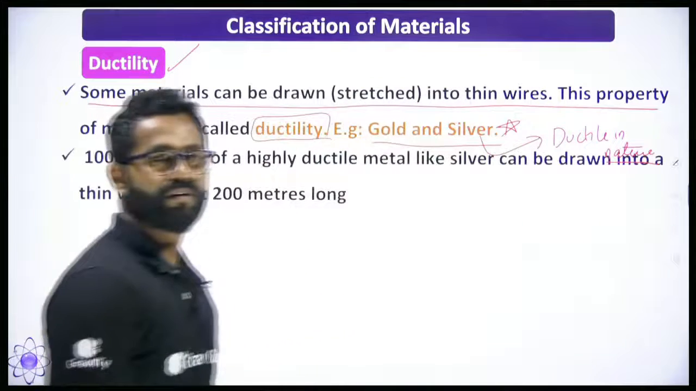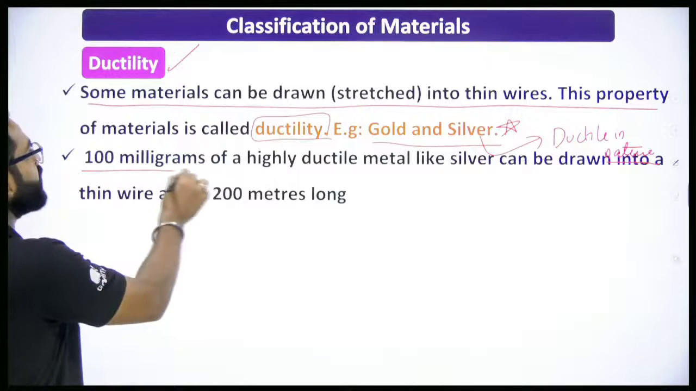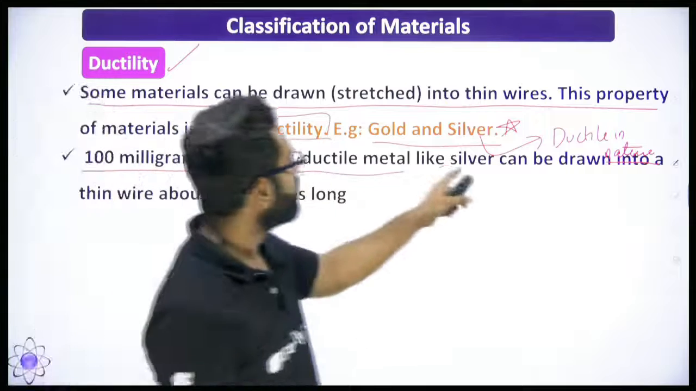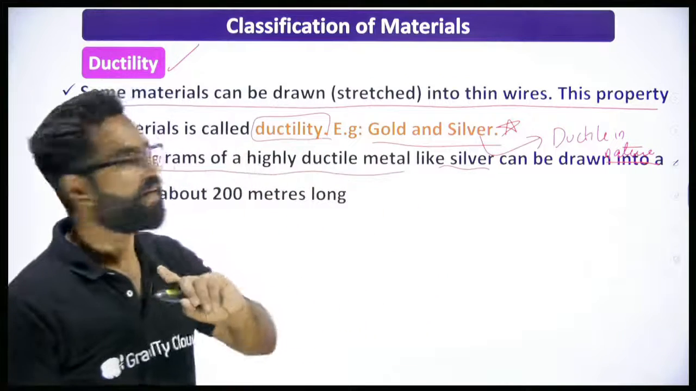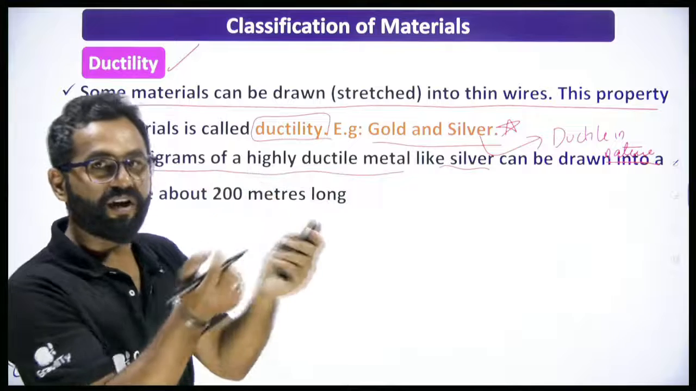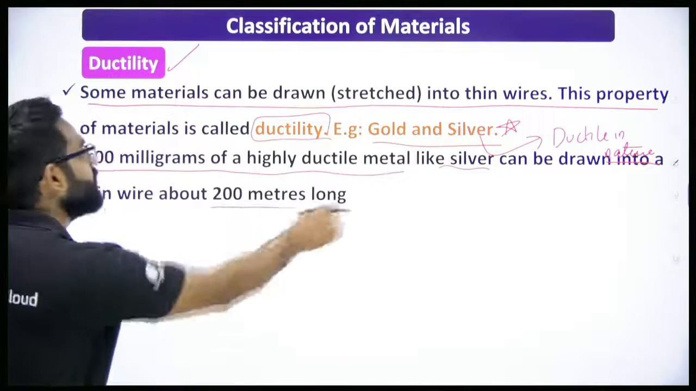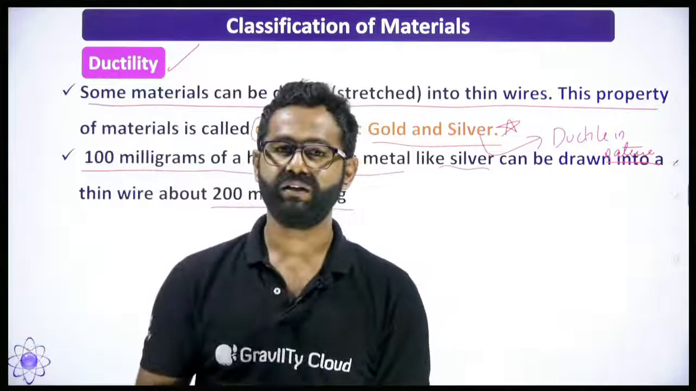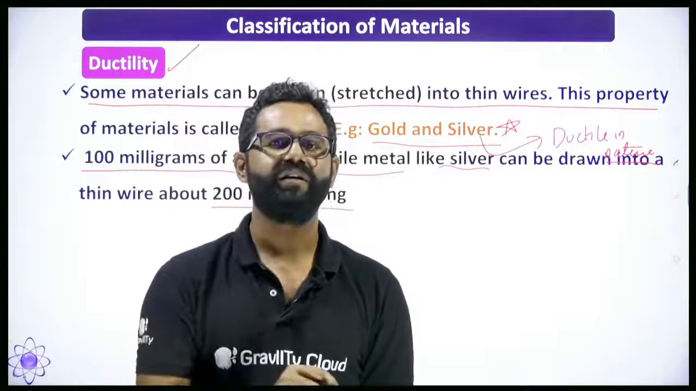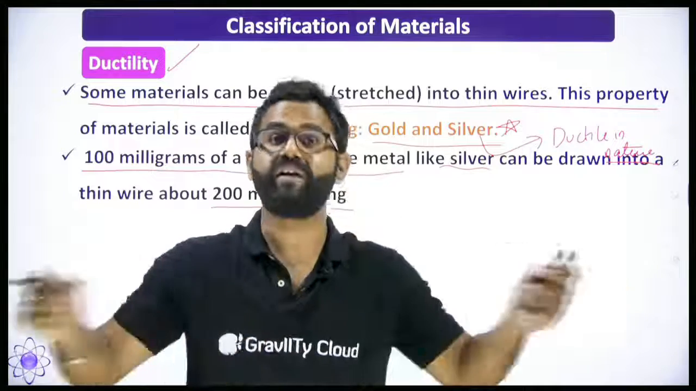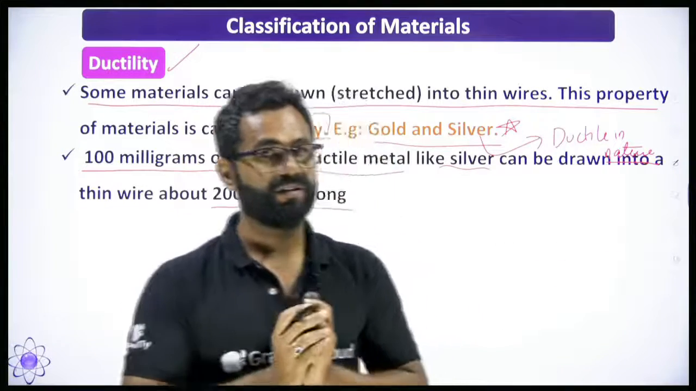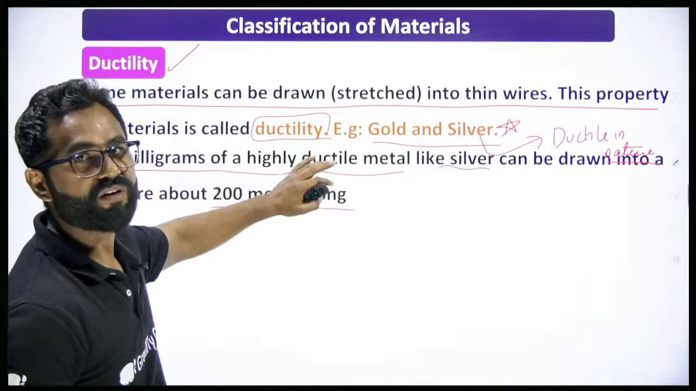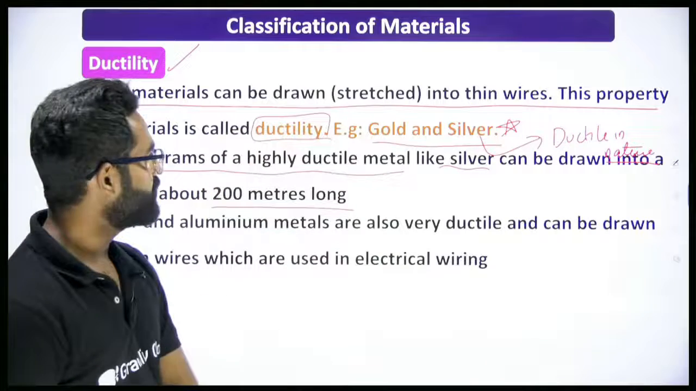For example, if I take 100 milligram of silver, a highly ductile metal, I can convert it into a wire whose length can be 200 meters. 100 milligram is nothing, it's that much silver, and I can convert it into a 200 meter long wire. So you see how strong the property of silver is to get converted into wires.